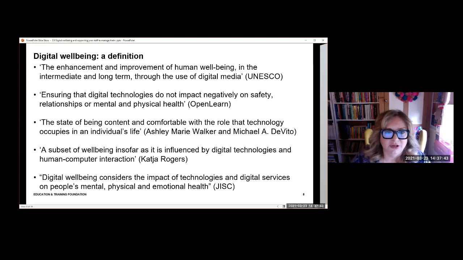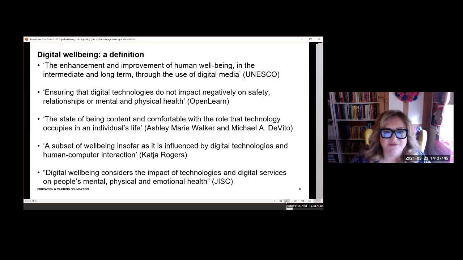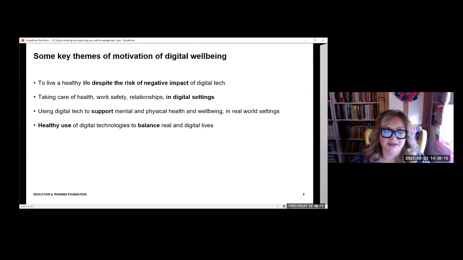State of being content and comfortable with the role that technology occupies in an individual's life. What words did we use a lot? Balance, healthy. Digital technologies do not impact negatively on safety, relationships, or mental and physical health. I don't know if any of these ring particularly true with anyone here. But if we could move on to the next slide, please.